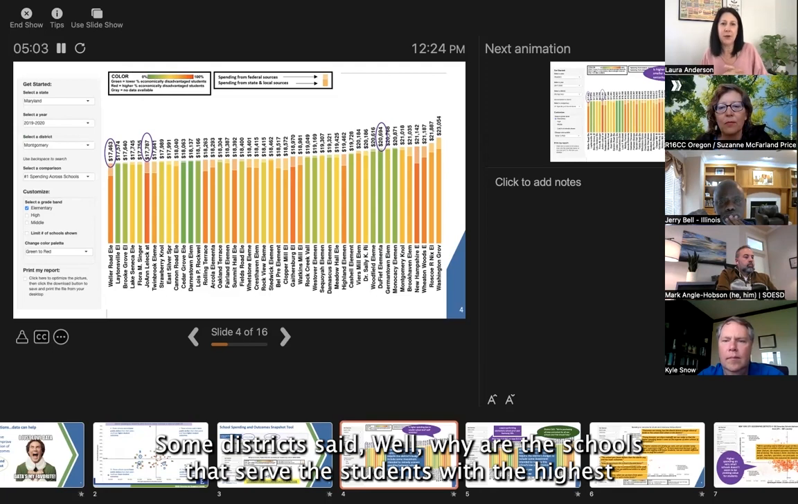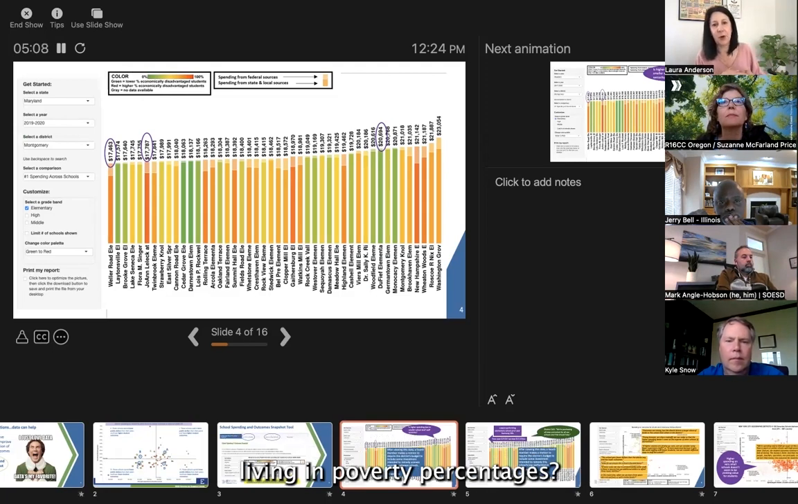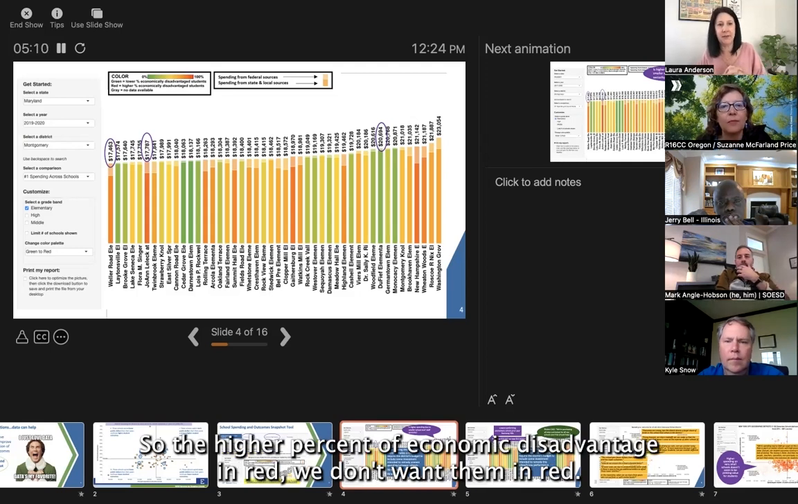We also tested a very immediate reaction. Some districts said, well, why are the schools that serve the students with the highest living in poverty percentages, so the higher percent of economic disadvantage, in red? We don't want them in red.